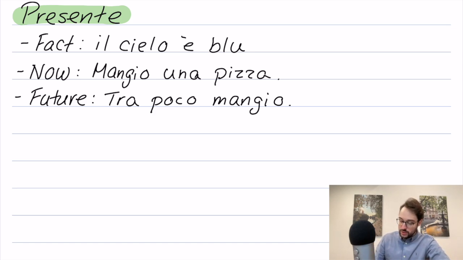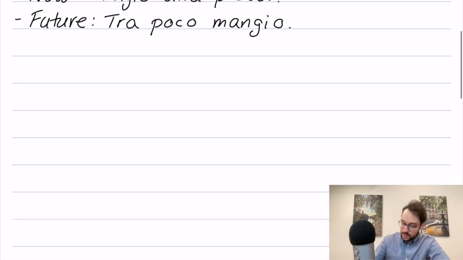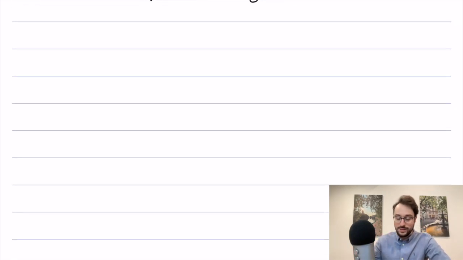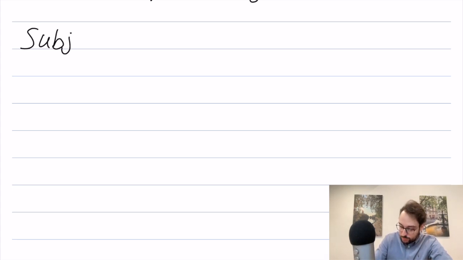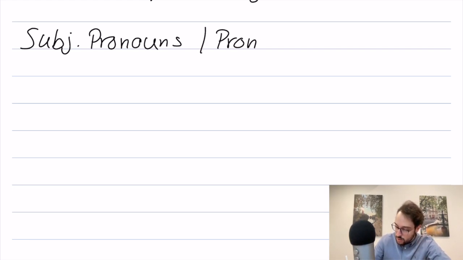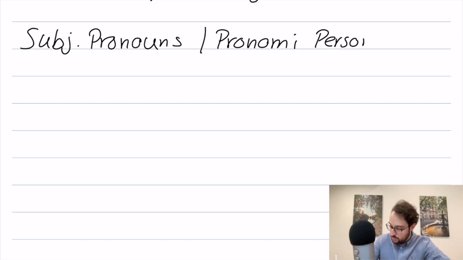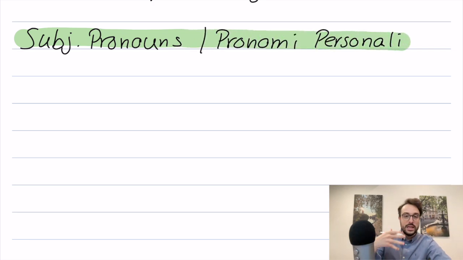Now, let's first talk about subject pronouns. These are very important as they will be present in all of the Italian language. So subject pronouns. In Italian, we call these pronomi personali, or pronomi soggetti. I'm going to call them pronomi personali. I feel like using that term today. So these are when we say I, you, he, she, it, and so on. In Italian, this is what we have.